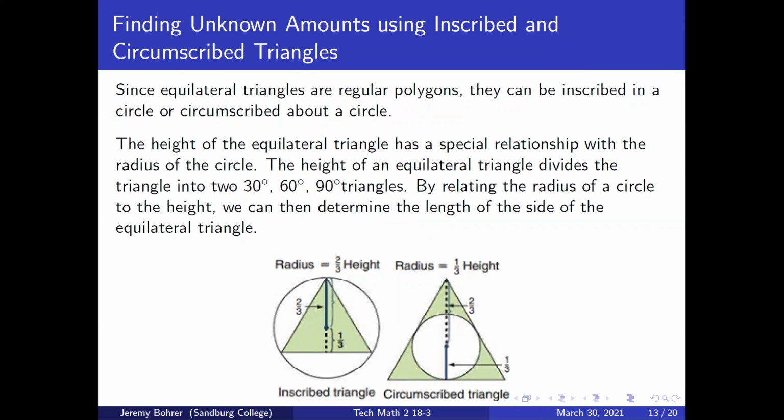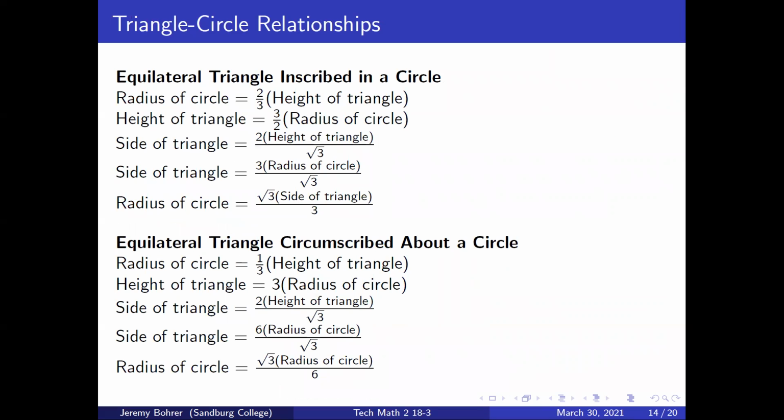Since equilateral triangles are regular polygons, they can be inscribed in a circle or circumscribed about a circle. The height of the equilateral triangle has a special relationship with the radius of the circle. The height of an equilateral triangle divides the triangle into two 30, 60, 90 triangles. By relating the radius of a circle to the height, we can then determine the length of the side of the equilateral triangle. If an equilateral triangle is inscribed in a circle, the radius of the circle is 2/3 times the height of the triangle. The height of the triangle is 3/2 times the radius of the circle.